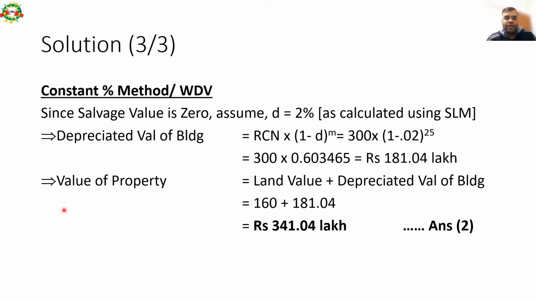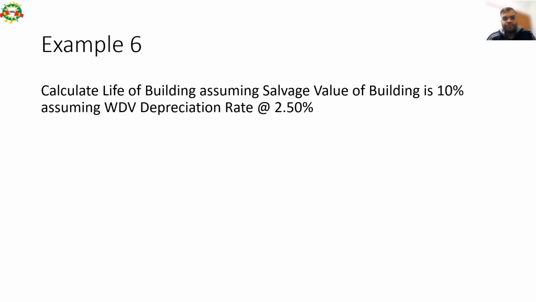Now the land value we have already calculated in the previous slide. So the property value is equal to the land value, which is 160 lakhs, plus the depreciated value of the building as calculated above using the WDV method. Then the total value of the property is equal to 341.04 lakhs.